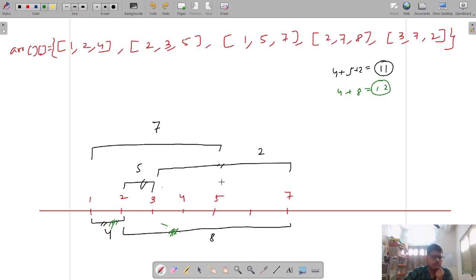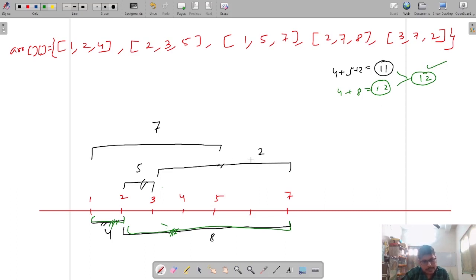No. These are all the cases. So then what is the maximum? Maximum is 12, right? So from which we can get this one and this one, right? So this is my answer. My answer is actually 12. I have to print 12 or return 12.